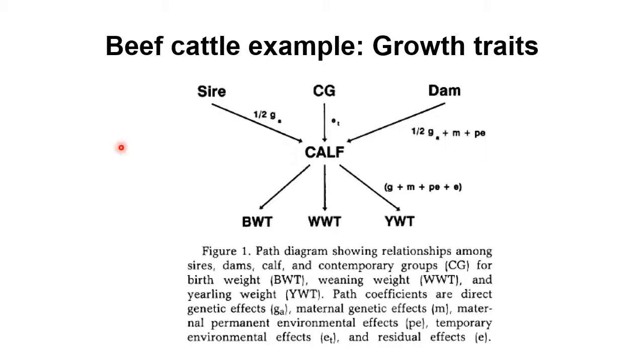Good. We can then look at the beef cattle example where we have extended our model. We have the weight of the calf here. We obviously know that the genetic relationship with the sire would be 50%. It is also related to its dam by 50%, but we see an extra contribution of the dam. We have a maternal effect, and that's an additive effect of the dam, plus we have a permanent environmental effect.